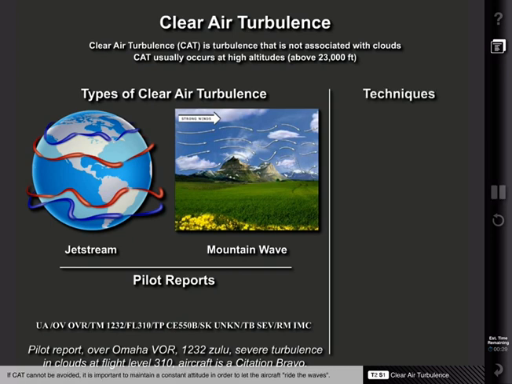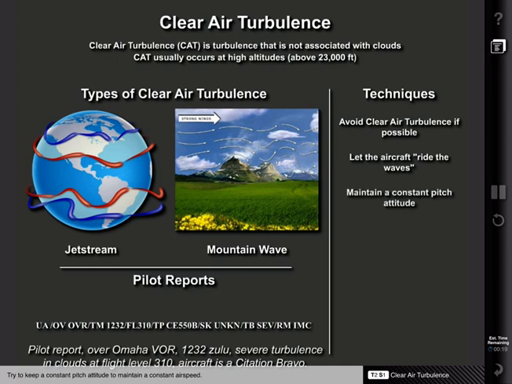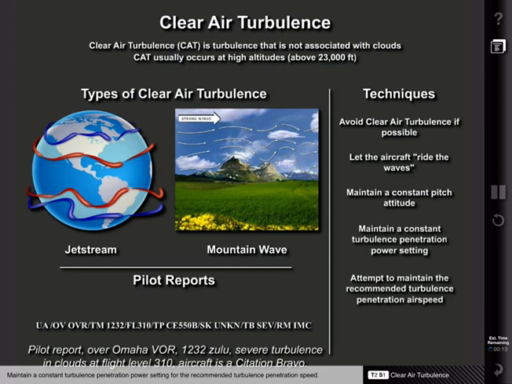If clear air turbulence cannot be avoided, it is important to maintain a constant attitude in order to let the aircraft ride the waves. Try to keep a constant pitch attitude to maintain a constant airspeed. Also, maintain a constant turbulence penetration power setting for the recommended turbulence penetration speed. Do not try and maneuver, as this increases load stress on the aircraft.